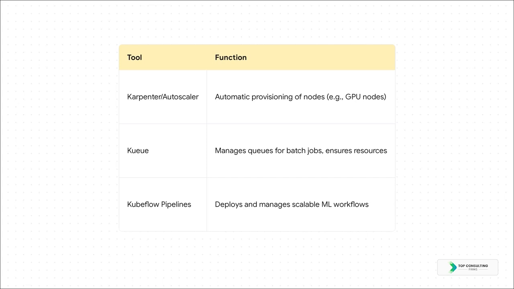At the node level, tools like Karpenter or the classic Cluster Autoscaler are perfect. They provision those expensive GPU nodes only when you actually need them. For big, complex jobs like training, a tool called Kueue acts like a bouncer at a club. It won't let a job in until there's enough space on the dance floor. And Kubeflow Pipelines helps you orchestrate all these complex ML workflows from start to finish.